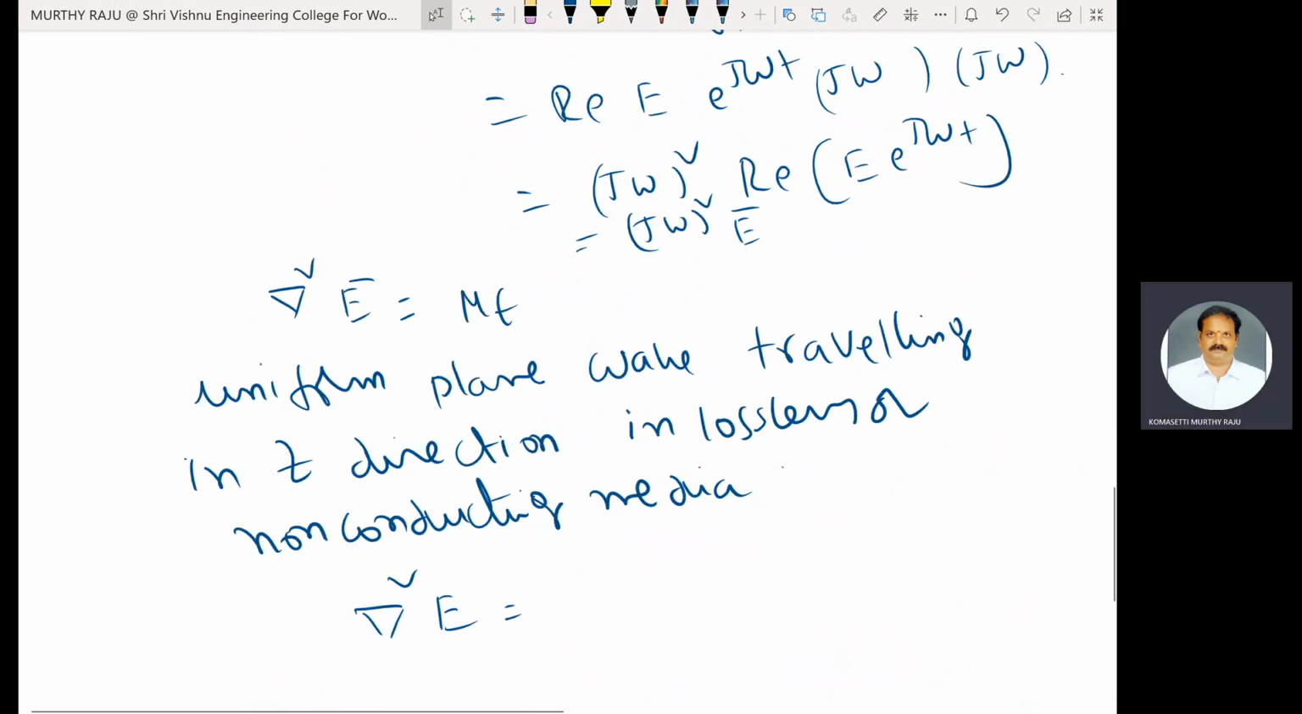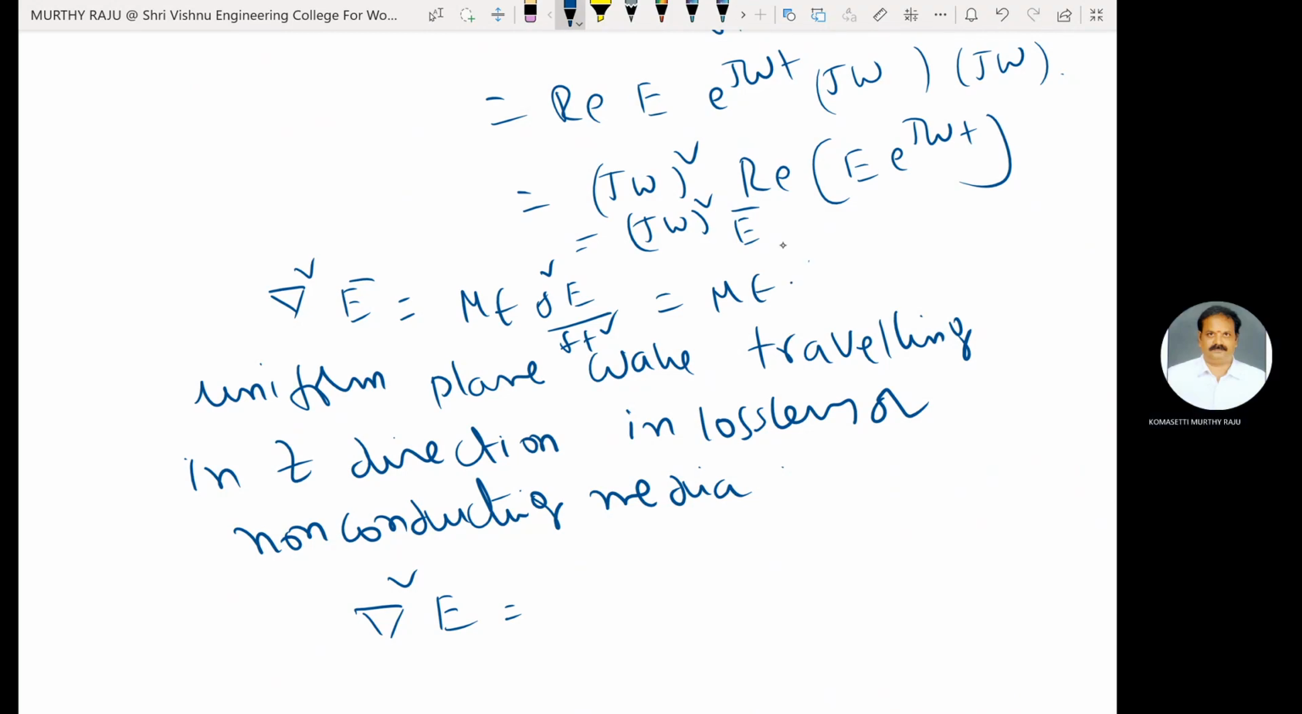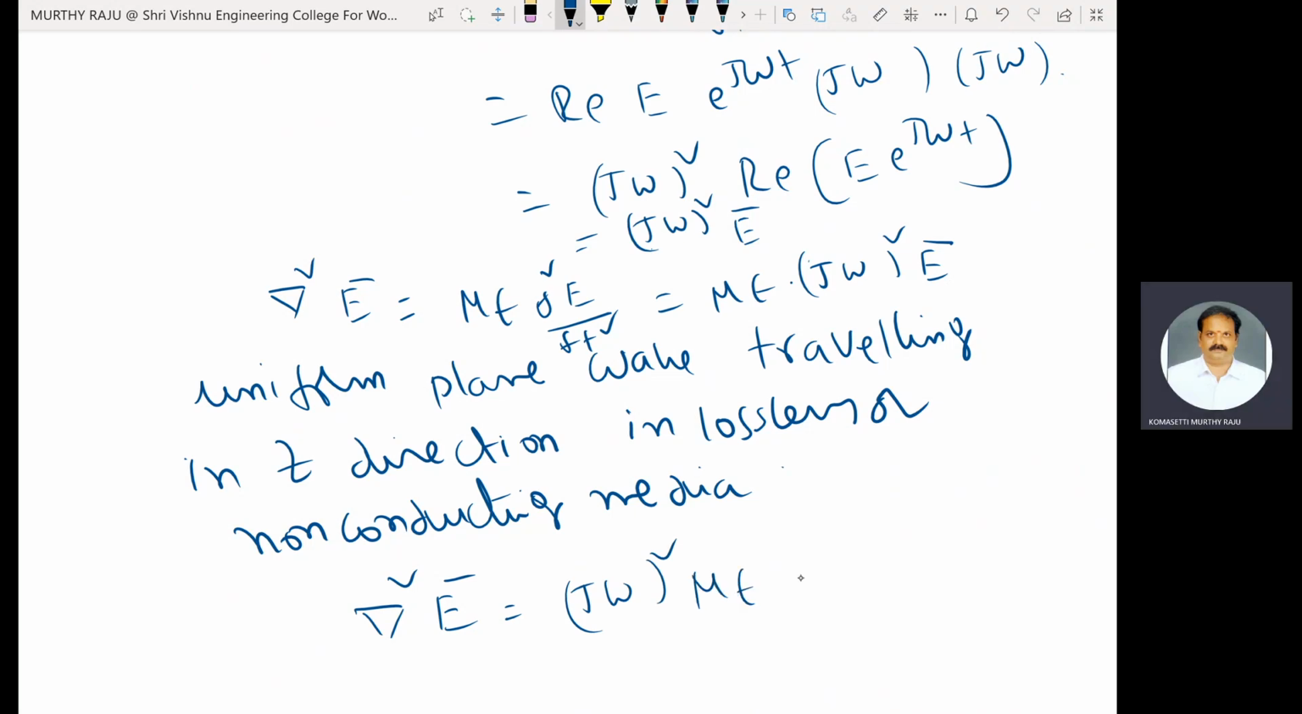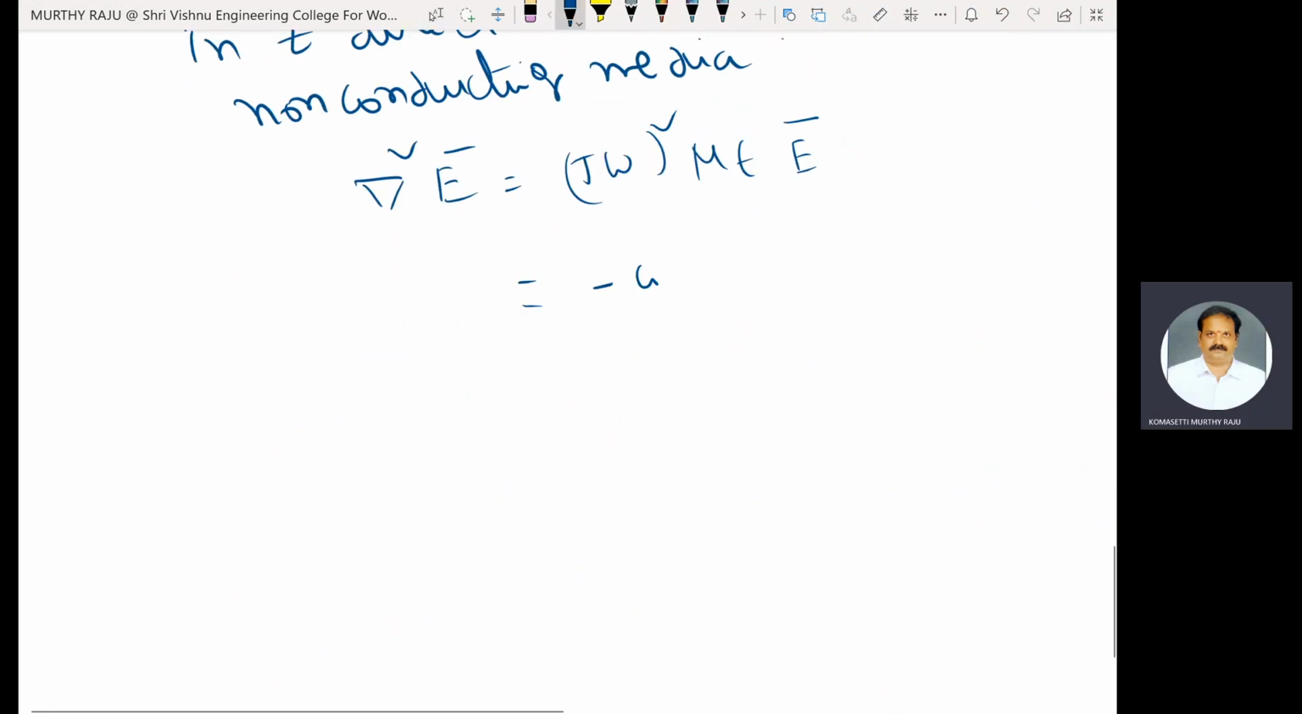Mu epsilon del square E by del t square is equal to mu epsilon (j omega) square E bar. Therefore, del square E bar is equal to minus (j omega) whole square mu epsilon E bar. (j omega) whole square means minus omega square mu epsilon E bar, that is del square E.